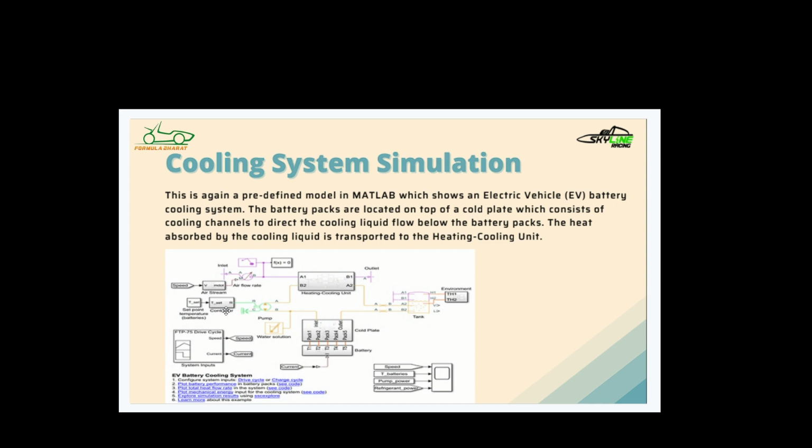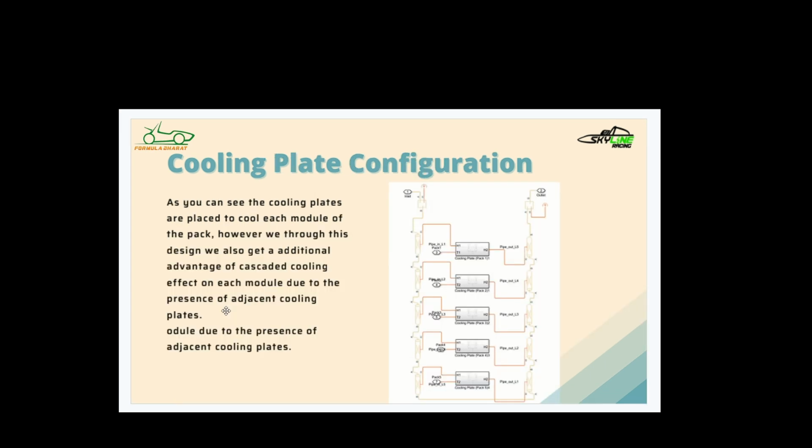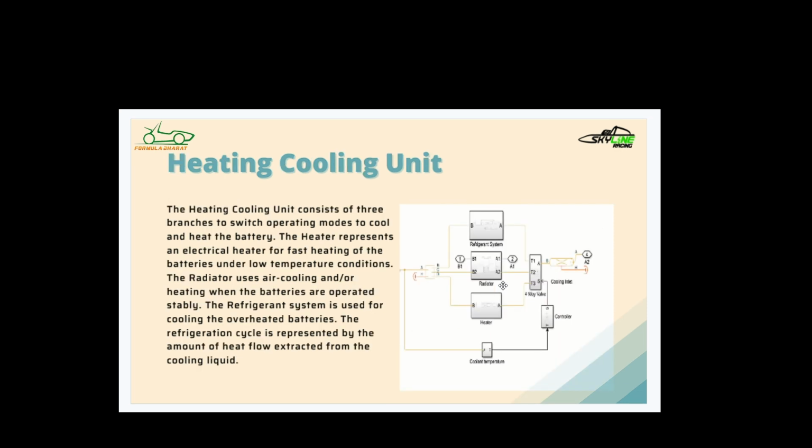The cooling system has been simulated on MATLAB itself using Simulink. For the cooling plate configuration, we have used a cascaded cooling effect, so it can alternately cool the entire cell pack, since it's placed on the basal area below the accumulator pack. Similarly, the heating cooling unit controls the amount of refrigerant circulated through the tubule embedded inside the basal region in the cooling plate.